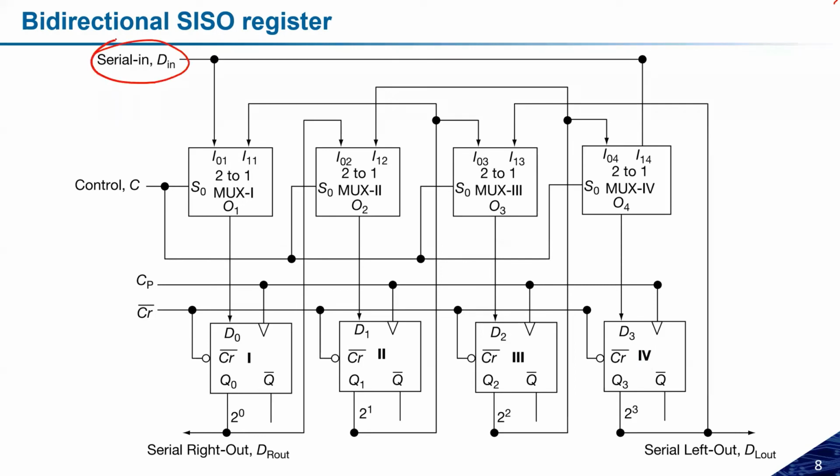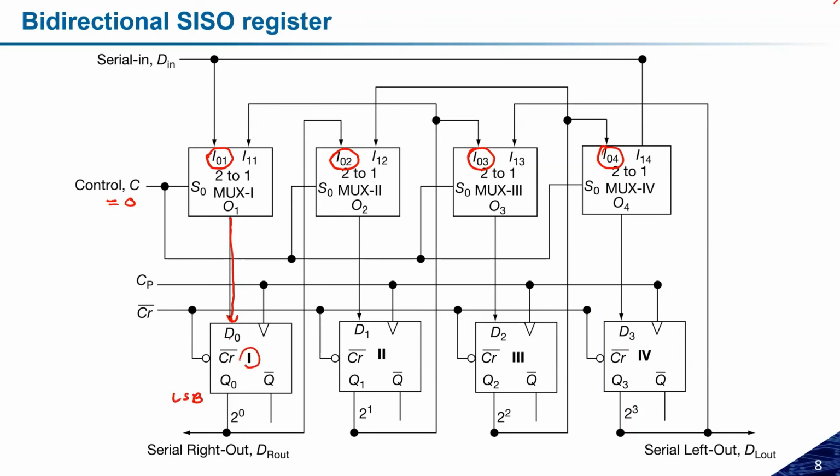This is the serial input. I can see here that this control signal decides whether I have to perform the left or the right. Let us see what will happen if this control is equal to 0. Then I01, I02, I03, I04, these 4 will be selected. What does it mean? This I01 is connected to the serial input, and whatever output I am getting is going to connect to the left or the least significant bit.